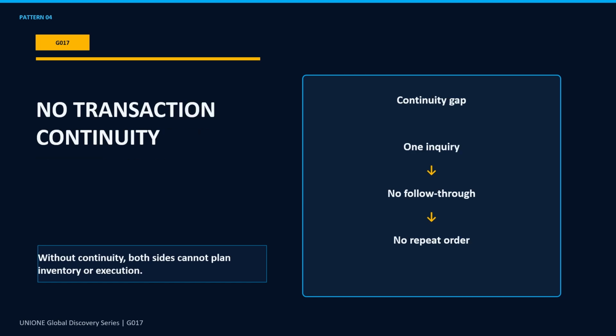The fourth pattern is a lack of transaction continuity. The buyer may make an inquiry, request samples, or ask for detailed documents, but after receiving the information, communication becomes irregular or stops completely. There is no clear follow-through. There may be no purchase decision and no repeat order. Without continuity, neither side can plan inventory, production, marketing, or future cooperation.